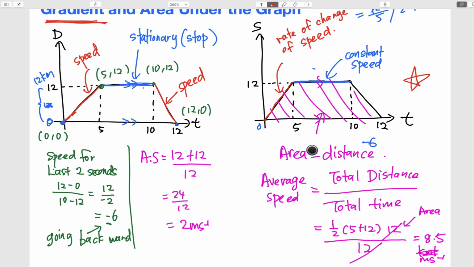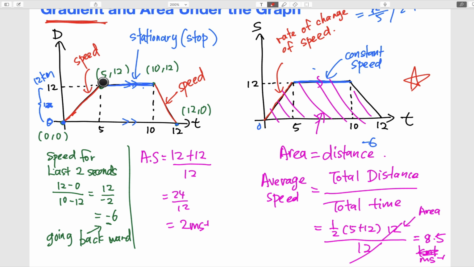Please, whenever you have the distance time graph, you never use the area to find the distance. This is one of the common mistakes made by a lot of students. You also need to understand the meaning of the gradient for the distance time graph, and the meaning of the gradient for the speed time graph.